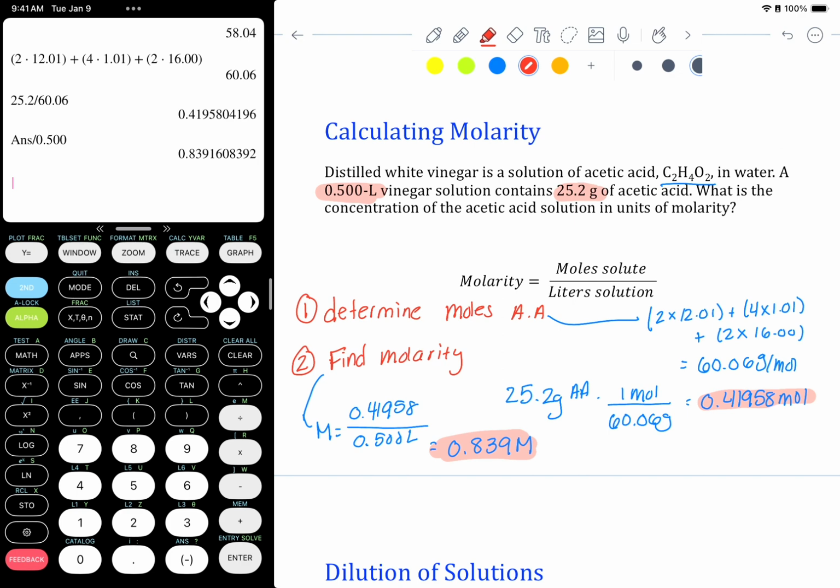Because really what we're doing is taking a 3-variable problem. If we know 2 of those variables, whatever variables they are, we can find the third. If we have molarity and moles, we can find liters. If we have liters and molarity, we can find moles. If we have moles and liters, we can find molarity. So there's many different ways that we can solve these types of problems.